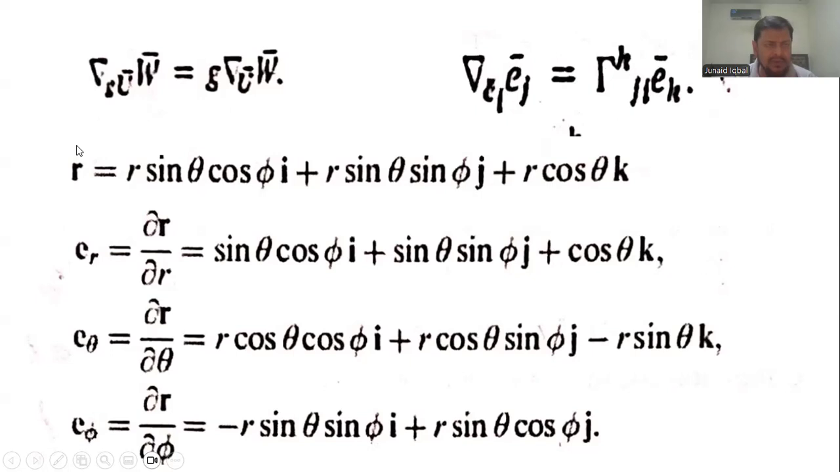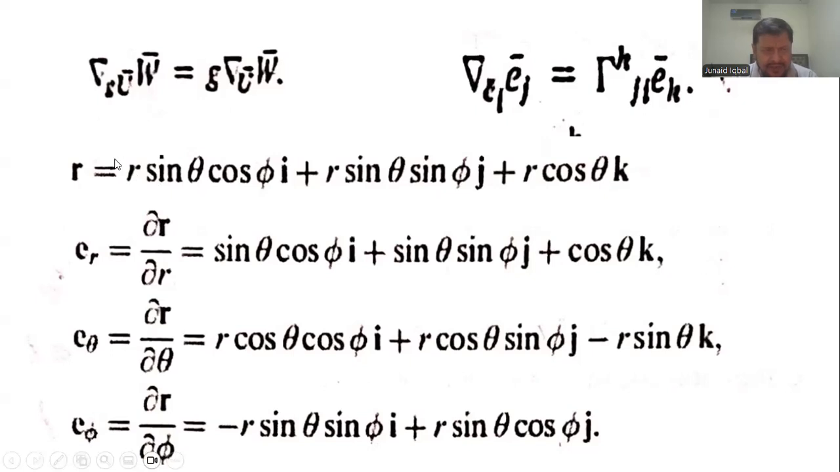The position vector of any point is represented by the vector r equal to xi plus yj plus zk. In spherical polar coordinates, the position vector can be expressed by this equation: r is equal to r sine theta cos phi i plus r sine theta sine phi j plus r cos theta k. Here I have defined the position vector r in terms of spherical polar coordinates.